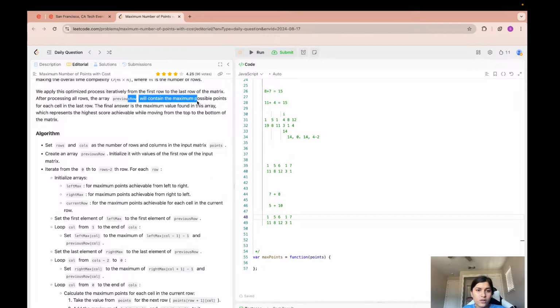The previous array will contain the maximum possible points for each cell in the last row. Yeah, that's actually what this is, and this is my solution. The final answer is the maximum value found in this array, which represents the highest score achievable while moving from top to the bottom of the matrix.